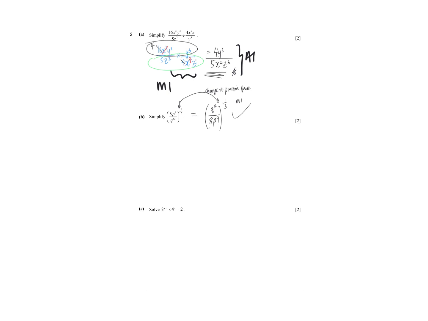Okay, change to positive power. Okay, and then you flip the fraction inside. So once this step is done correctly, then you get your first mark. Second mark is to multiply the power. I have some of you who add the power. Then you get 12 and 1/3.